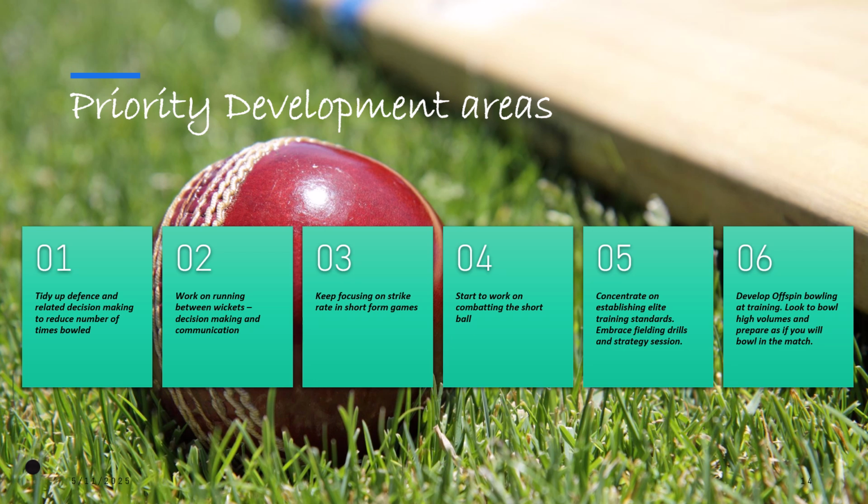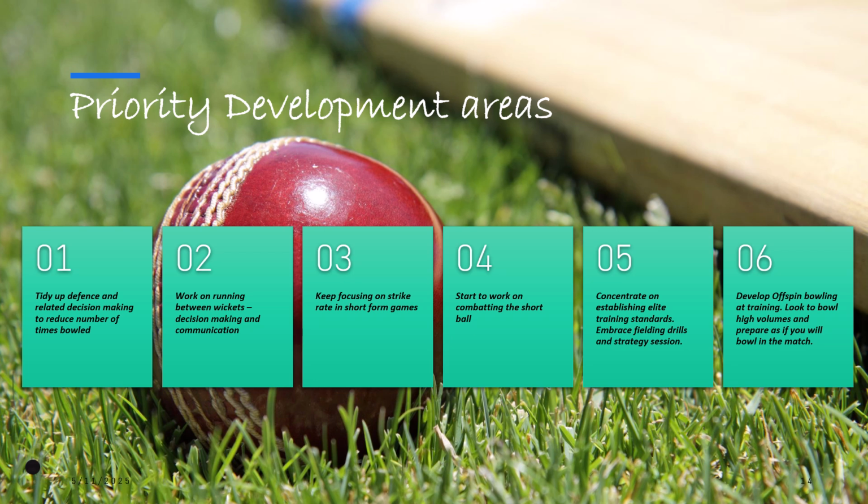All right. Which leads us then to essentially the recommendations for this player in the first instance. So these are what we believe are 6 key focus areas that we would ask them or suggest that they look at to get to a higher level. We spoke earlier about tidying up the defence in relation to the number of times bowled, improving and working on running between the wickets, keep focusing on the strike rate for short form games, combating the short ball because as they move into the more high performance, that will become more of a relevant factor for them.